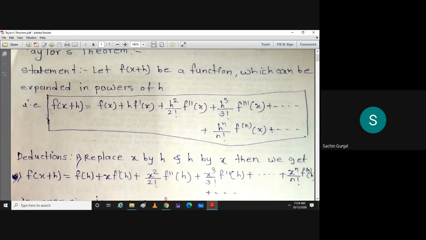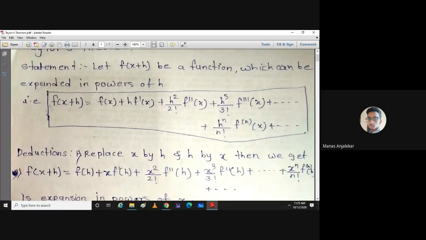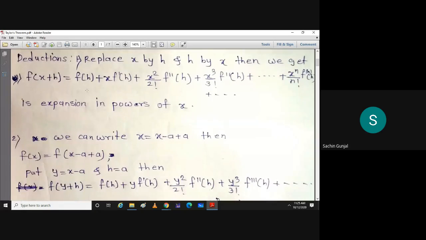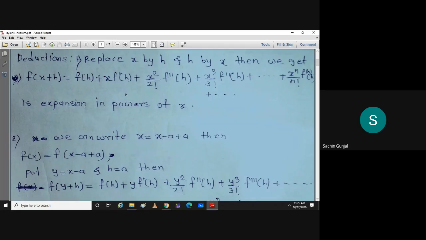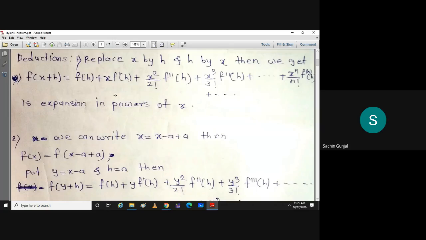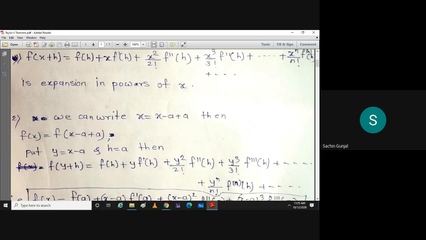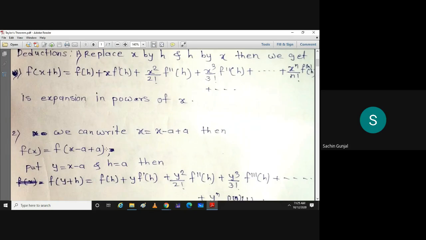Copied? Yes, sir. Fine. Now, here it is the expansion of f of x plus h in powers of x. But we can find the expansion of f of x in powers of x plus a or x minus a. So simply write x as x minus a plus a in the above expansion.